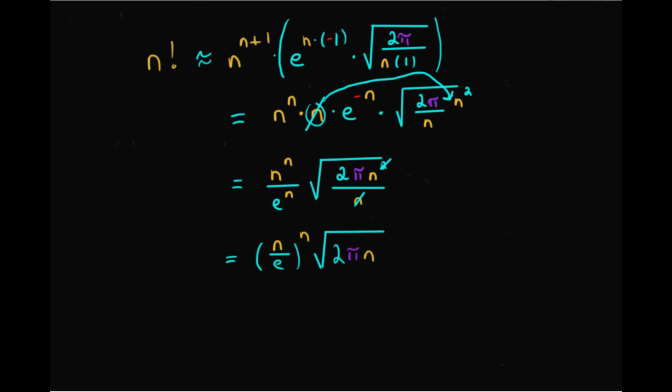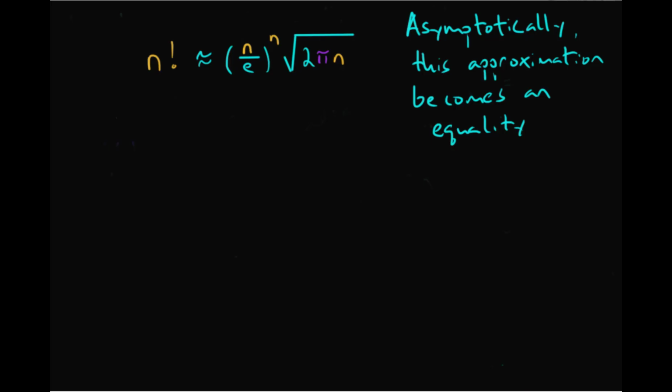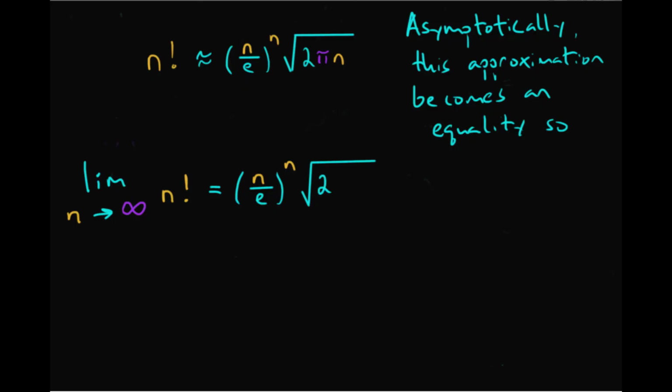Now we already saw that as our parameter a in the formula for Laplace's method gets larger and larger, the approximation gets better and better, and here a equals n. So asymptotically, this approximation becomes an equality as n approaches infinity. So we can write that the limit as n approaches infinity of n factorial equals the quantity n over e to the n times radical 2 pi n. And this is the very famous and very beautiful Stirling's approximation, or Stirling's formula, which gives us an approximation for large factorials. So hopefully it's clear from this derivation where that factor radical 2 pi n comes from.